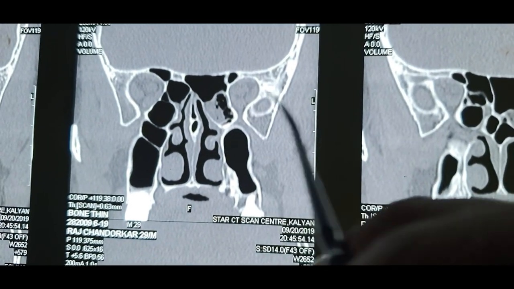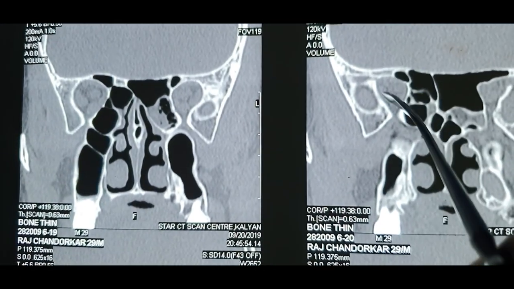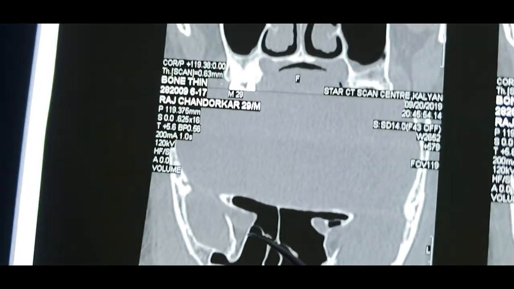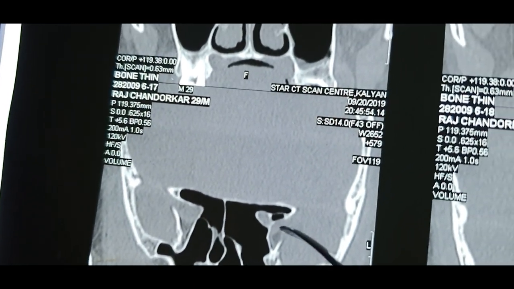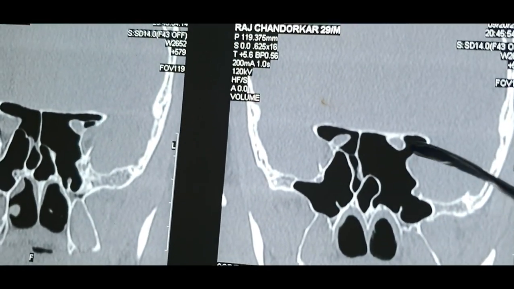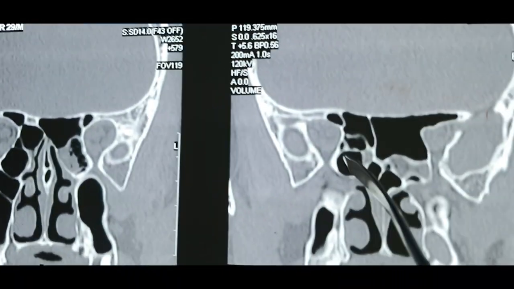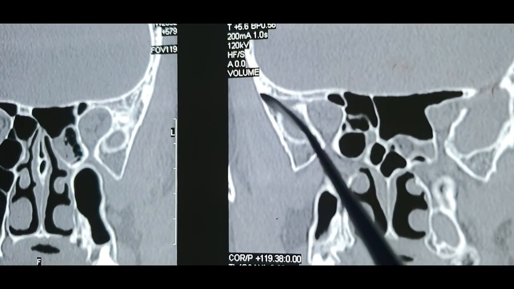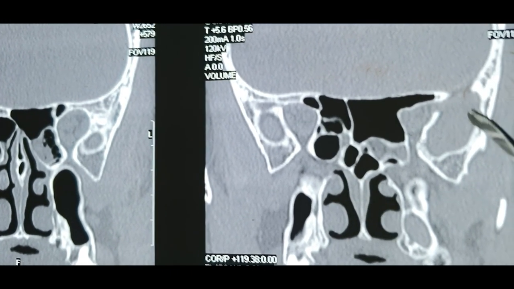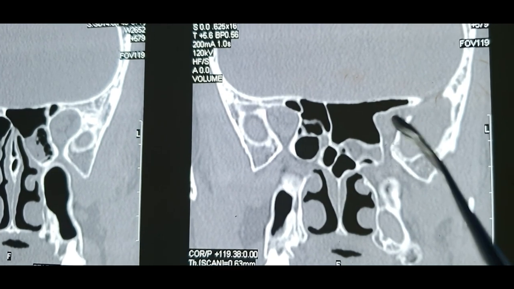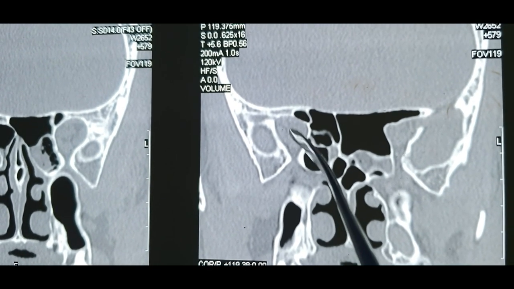That is, this is the orbit, the orbit ends here. See, there is no orbit here. This is the apex area. Yeah, this is the apex. Now there is no orbit here. This is the orbital apex. Basically, this should be the orbital apex with all the muscles and all. So in cases of patients having the orbital apex syndrome, this is the area where you have to operate.